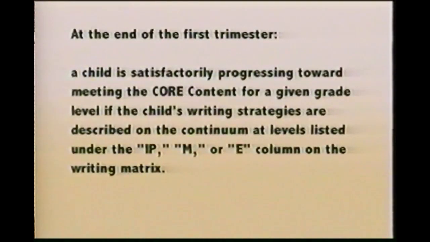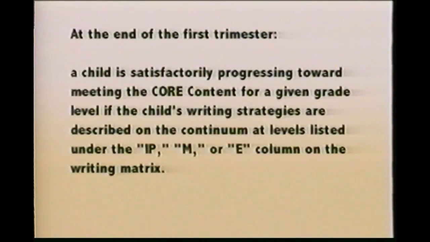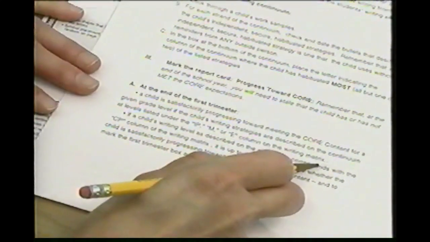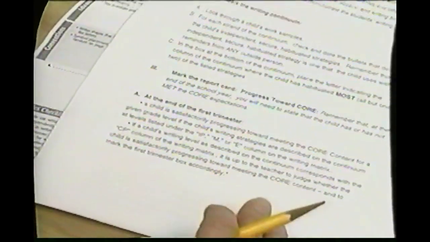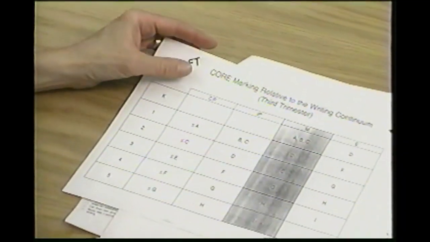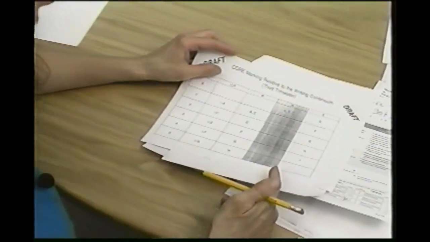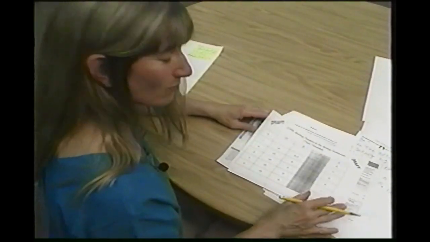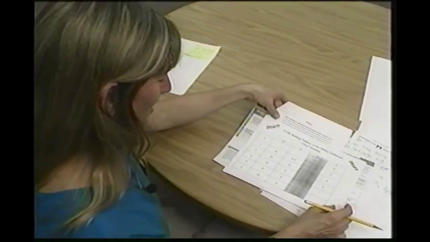So think about this. A child is satisfactorily progressing toward meeting the core content for a given grade level if the child's writing strategies are described on the continuum at levels listed under the IP, M, or E column on the writing matrix. This writing matrix is a draft. Some of us have looked over it and it looks pretty good so far, but we're only going to be able to finalize it as people start to use it. So remember, it's a work in progress, and don't be too critical. Let us have a chance to try it out.